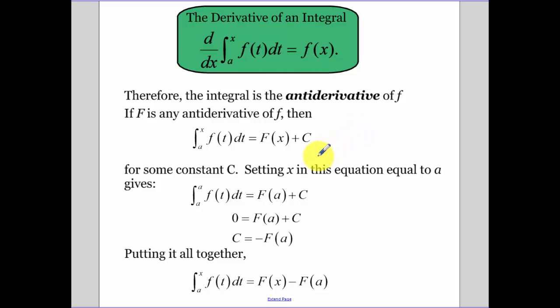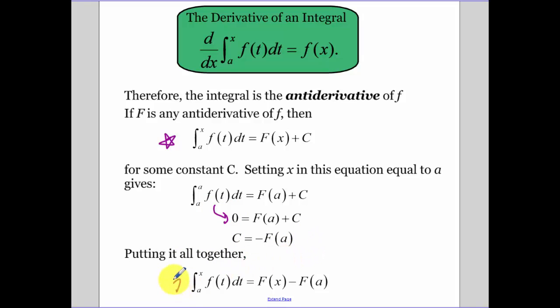So if you look at this, big F is the antiderivative. And this is something that we've defined already. We've already talked about that. So then, for some constant c, if we set x equal to a, this area we know is 0. So c is equal to -F of a.